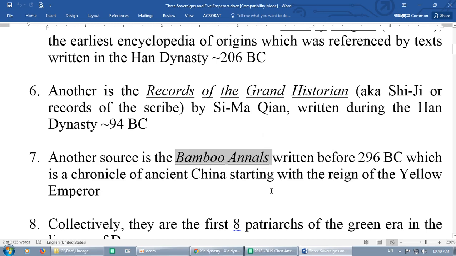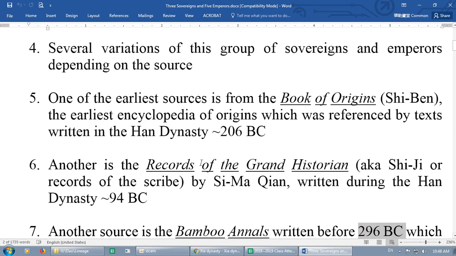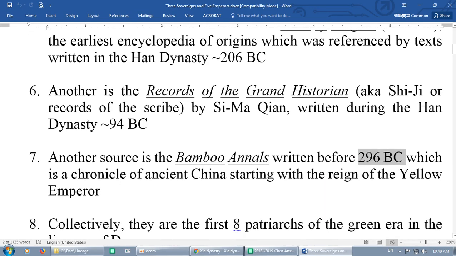In Chinese, it's called 竹书纪年, where 竹 means bamboo, or something like that. It was written before this, so it even predates some of these other books. It's a chronicle of ancient China, but it only started with the reign of the Yellow Emperor. So it did not mention Fuxi and it did not mention Shennong, those two historical figures, but they did mention the Yellow Emperor.